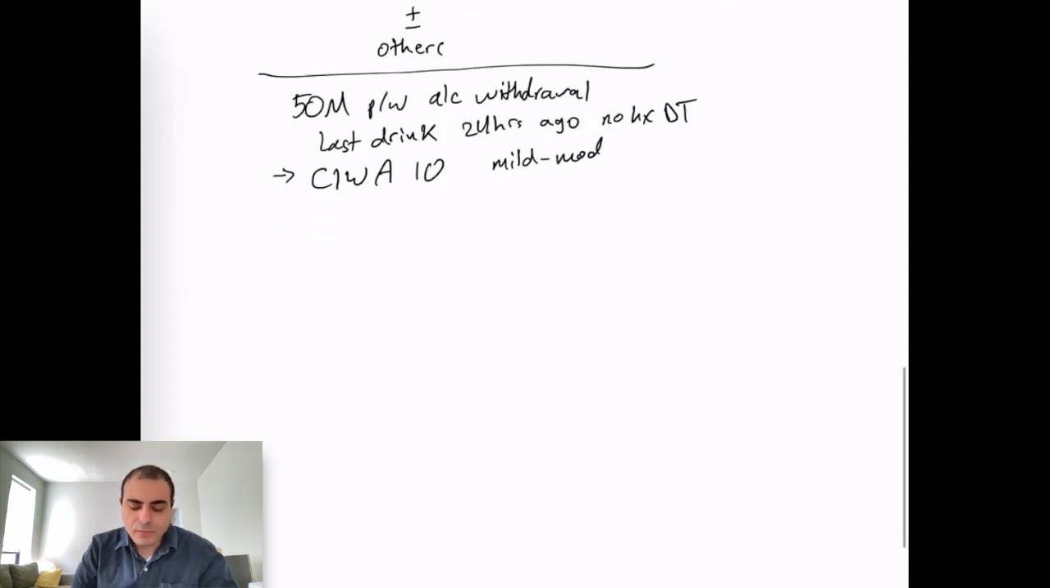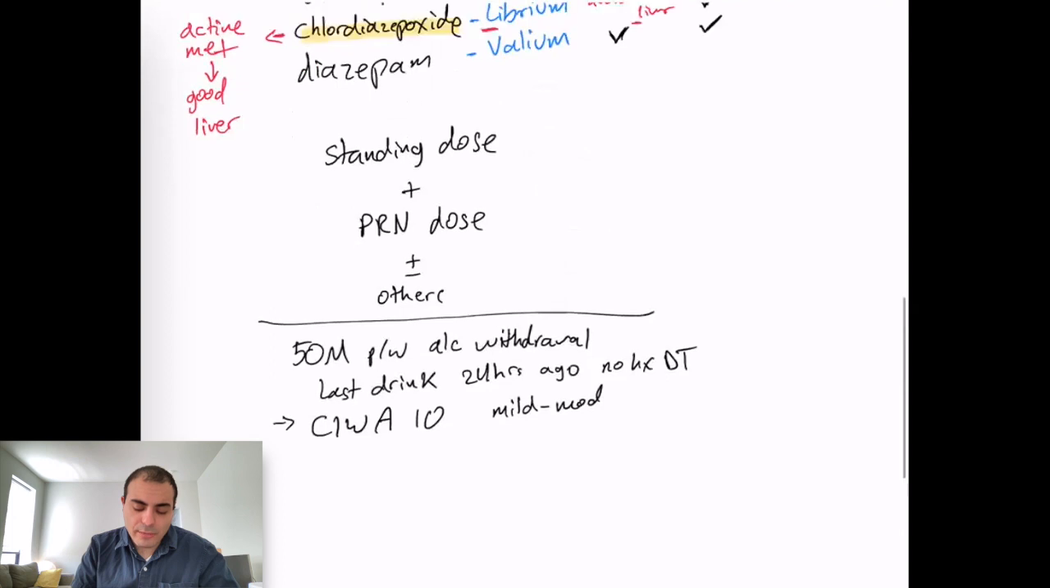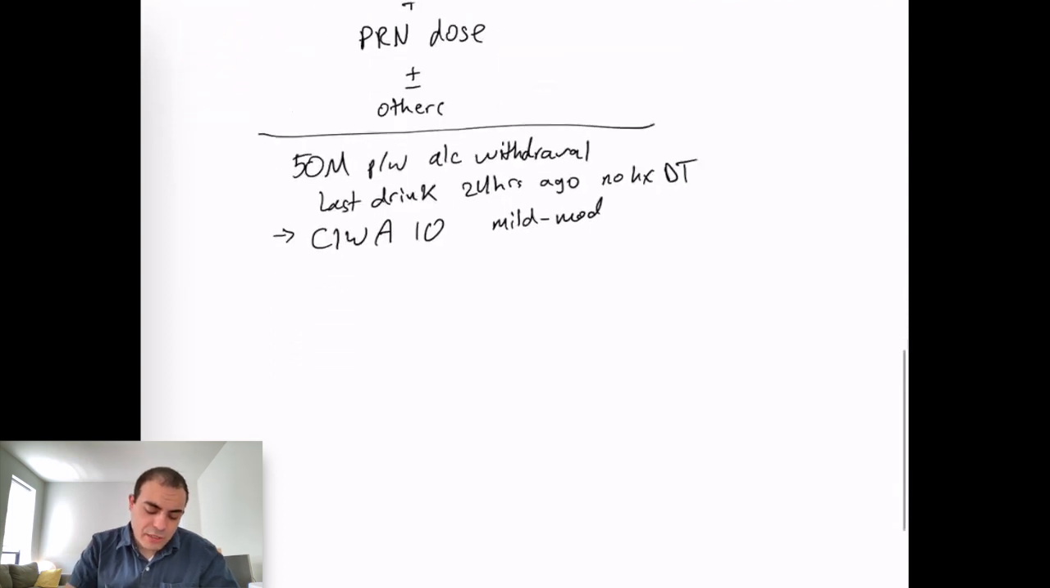Okay, so again, remember, how are we going to manage this? First of all, this patient is awake. They might be grumpy, but they're awake and they can talk. And most importantly, they can swallow. Okay, so they can take PO. All right, so can take PO.